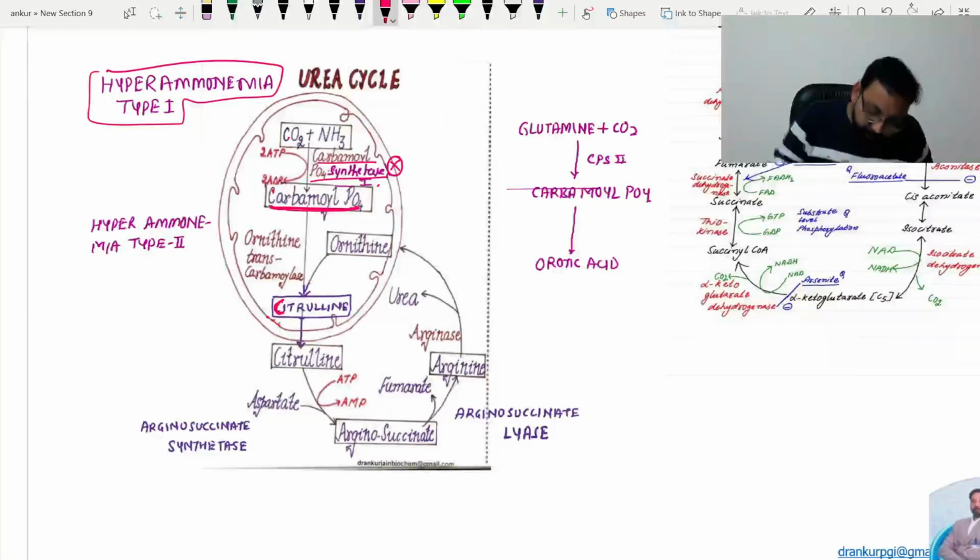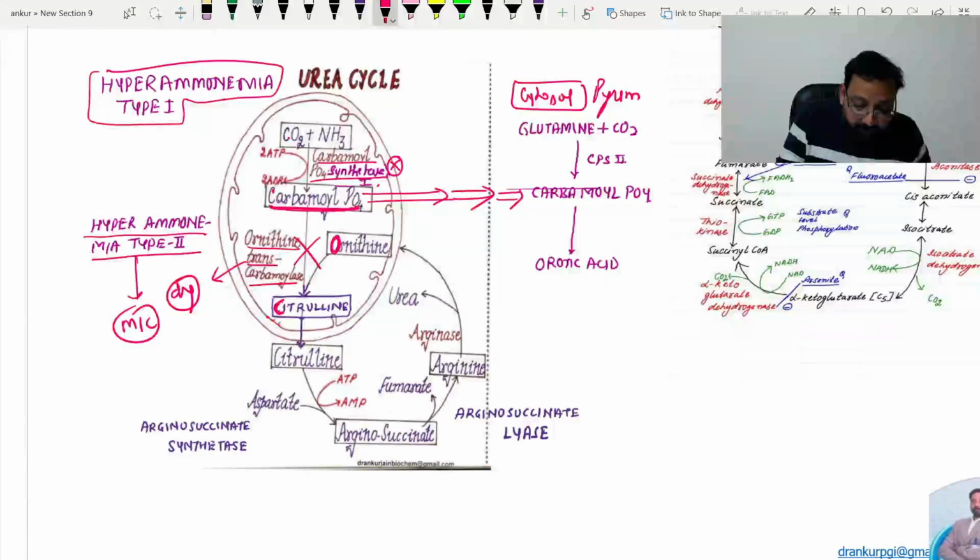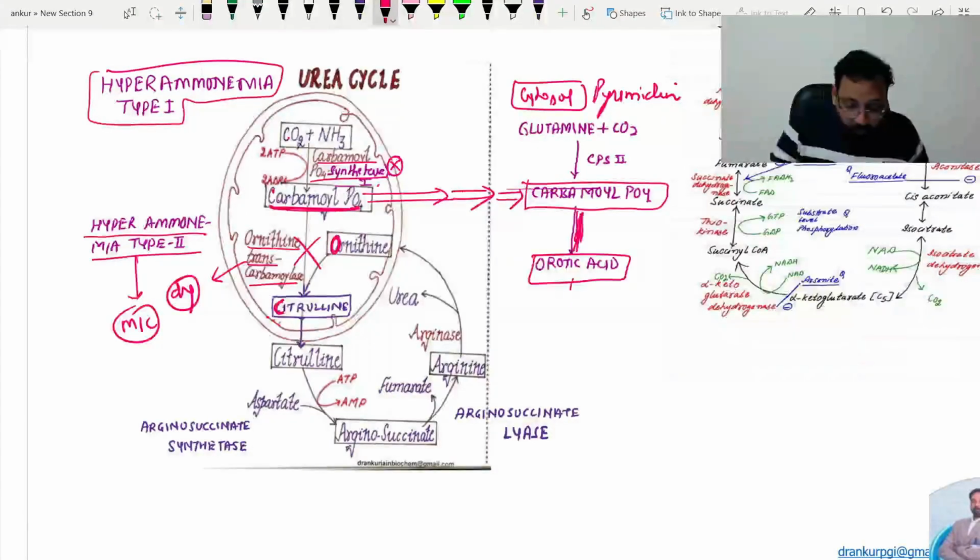Now CCC: carbamoyl phosphate binds with ornithine by the enzyme ornithine transcarbamylase. If this enzyme is deficient, it is called hyperammonemia type 2. This is the most common enzyme deficiency of the urea cycle. What will happen if this step is not occurring? Carbamoyl phosphate will come out of the mitochondria, and in the cytosol it will take part in pyrimidine synthesis.